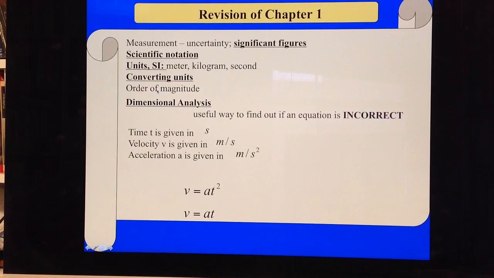Another extremely important thing for this chapter, and you will be tested on that, is dimensional analysis, which is a very useful way to find out if an equation is wrong. We can never know exactly if the equation is correct, because there could always be some constants involved, but we can at least know if the equation is incorrect. When we wrote these two equations, we knew for sure that the first one was dimensionally wrong, because the units on the left did not match the units on the right.